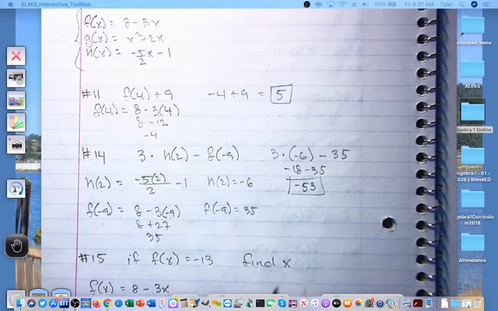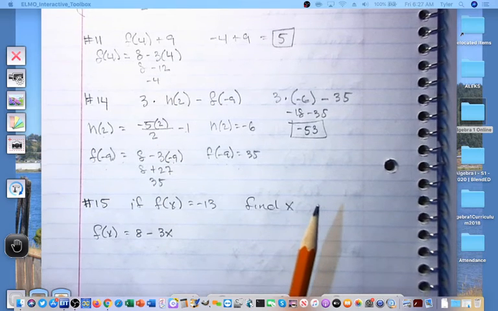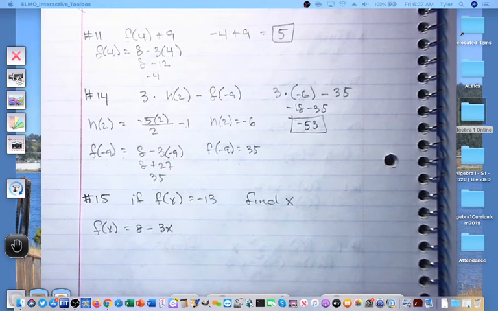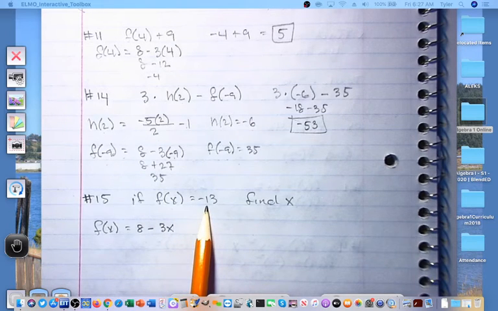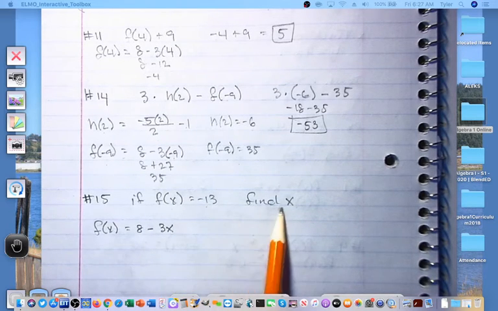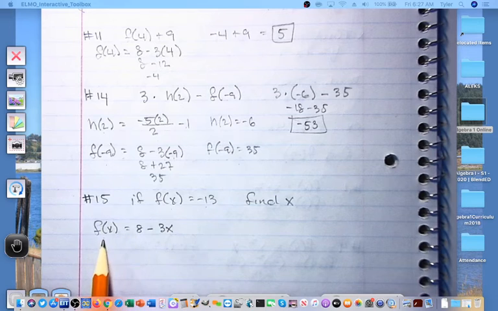All right, let's do another one like this. Now this one is a little interesting. This time, instead of asking us to discover what an output is, they told us what the function is equal to. They told me what my output is, and they want me to discover what the input must have been. So in this case, they said if the f of x is equal to a negative 13, find what x is equal to. The function that they gave me is the f of x is equal to 8 minus 3x.